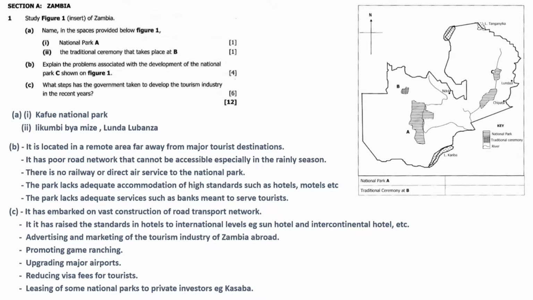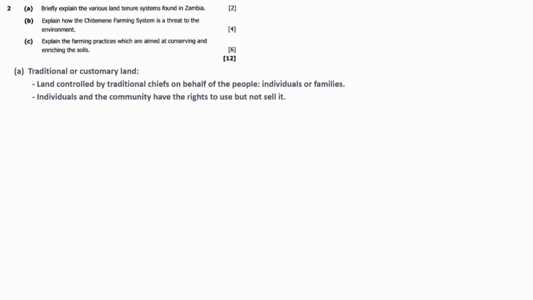to private investors. And then question number 2, briefly explain the various land tenure systems found in Zambia. So there are several. So we're going to look at number 1, traditional or customary land. So this land is controlled by traditional chiefs on behalf of the people. Individuals in the community have the right to use it but cannot sell it.